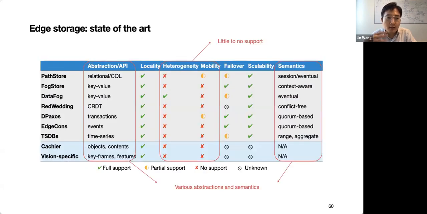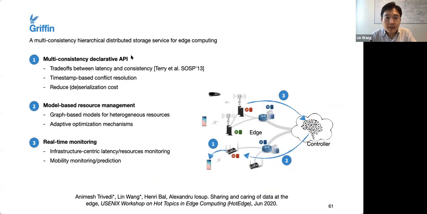And if we look at the current literature, we will find that there are at least two or three of the features that are not very well supported by the current storage systems yet. And that is the motivation behind Griffin, which is a multi-consistency hierarchical distributed storage service for edge computing.